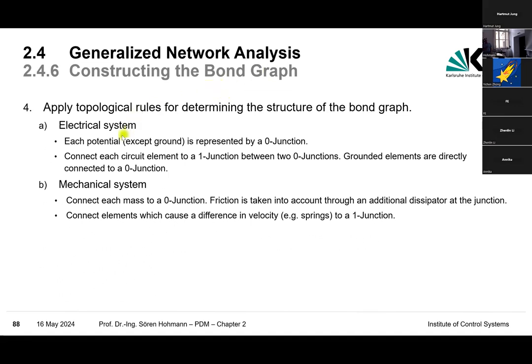Then topological rules: for electrical systems, each potential except ground is represented by a zero junction. This is also something weird. Ground is not represented directly, so you have to be careful, and this is something you have to learn. For mechanical systems, each mass has to be connected to a zero junction.